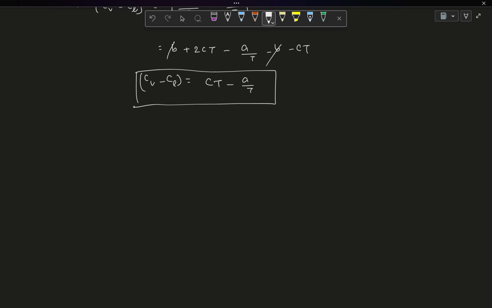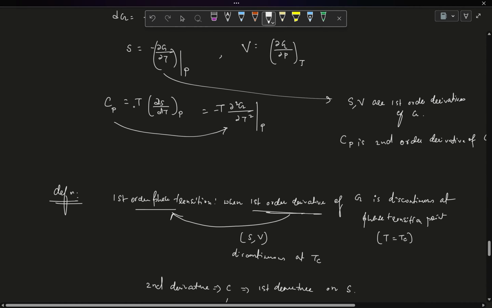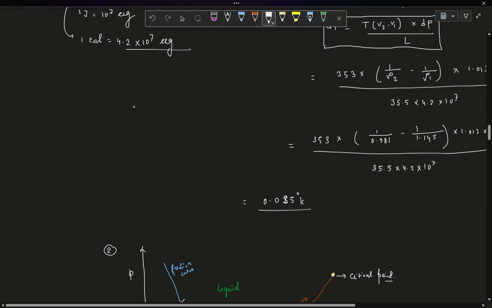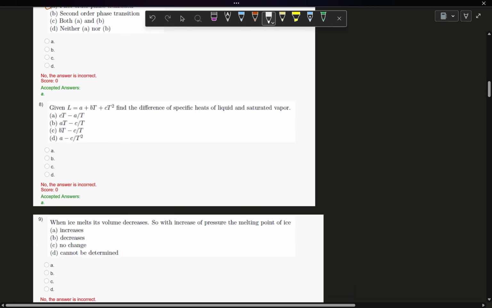This is the difference in the specific heat, and this matches with option number A. You will see, yeah, CT minus A by T is your correct answer, which is option number A.